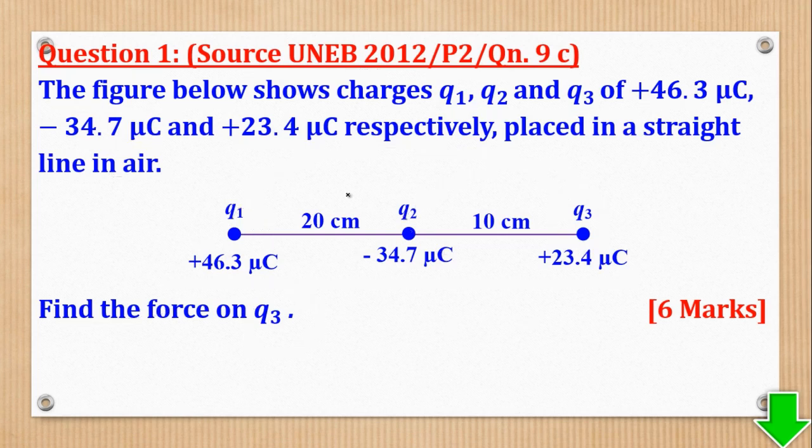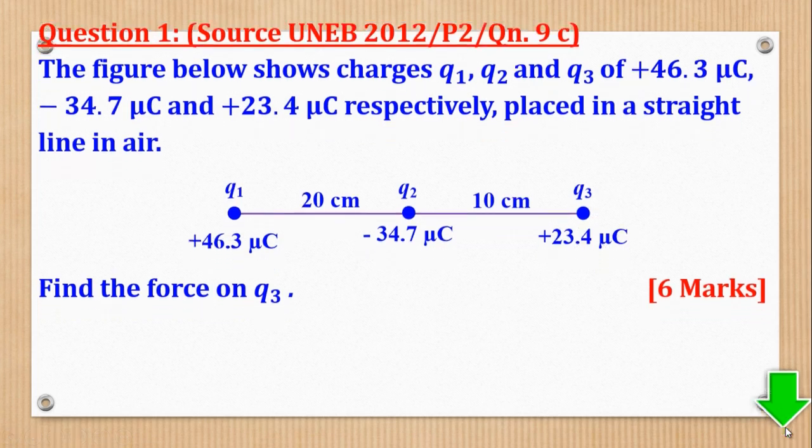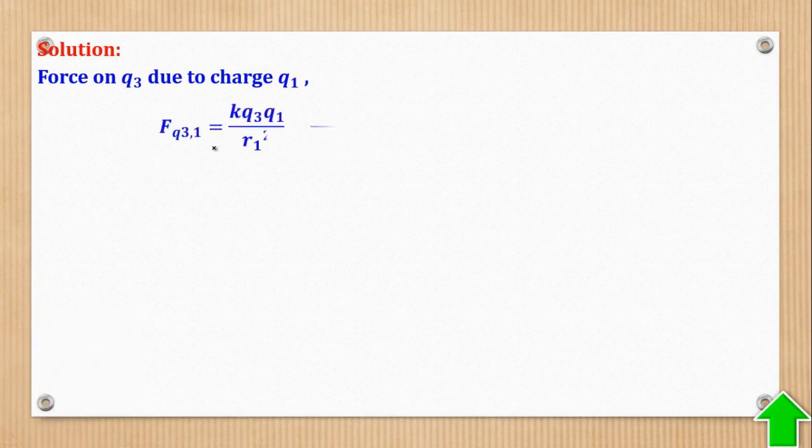So I'll start with one of them. So here I can say, let me start with the force on Q3 due to charge Q1. So in that case, the separation will be 20 plus 10, which is 30 centimeters. And also you realize that both are positive. Now because both are positive, here there will be repulsion, so it will go to the right. Therefore I'll come here and say that the force on Q3 due to charge Q1 is given by that formula.